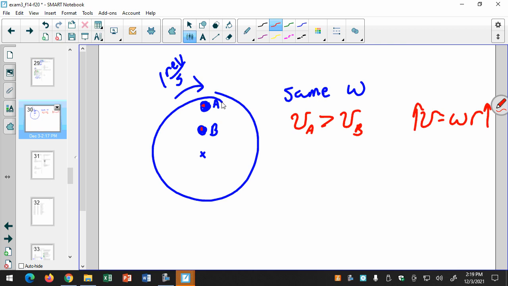And then also the centripetal force. Remember, centripetal force is equal to mv squared over r. It's not on your equation sheet, but still a useful equation just to memorize. It's also equal to m omega squared r.